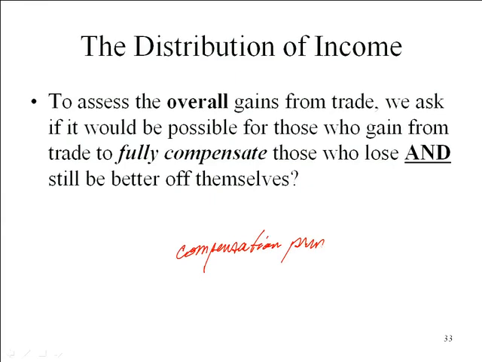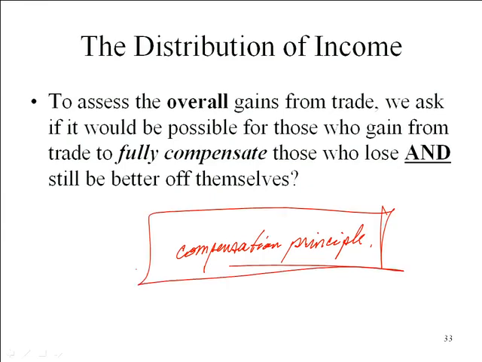Can the winners compensate the losers for all of their losses and still have gains left over? That would be the compensation principle. In the context of the way we set the model up, we are clearly on a higher community indifference curve. We can be up here, we can give every loser exactly what they were consuming before and still have stuff left over. So we know that is theoretically possible.